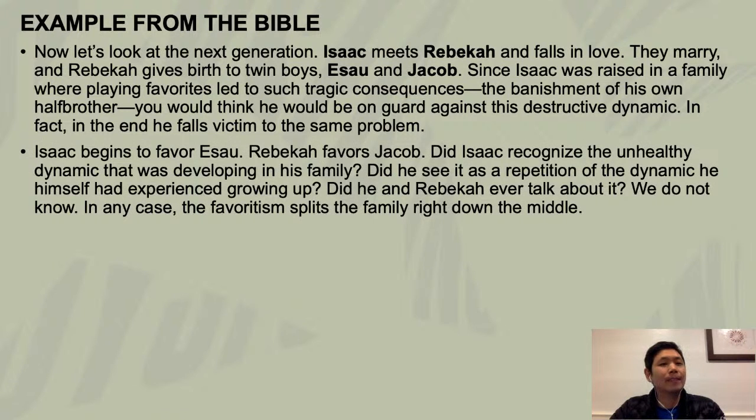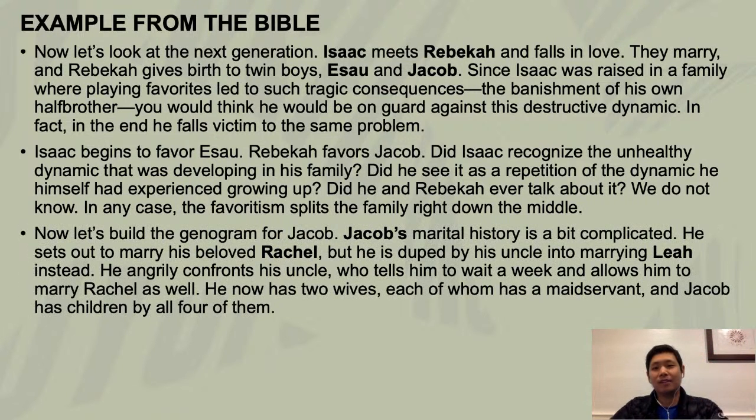Isaac begins to favor Esau. Rebecca favors Jacob. Did Isaac recognize the unhealthy dynamic that was developing in his family? Did he see it as a repetition of the dynamic he himself had experienced growing up? Did he and Rebecca ever talk about it? We do not know. In any case, the favoritism splits the family right down the middle. Okay, so again, we see this sense of, this is my favorite kid. This continues to get passed down. Let's go to the next one.